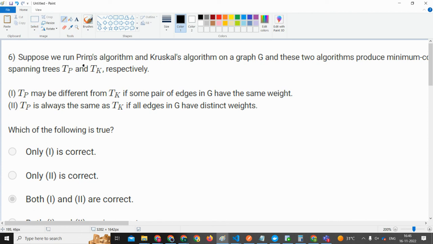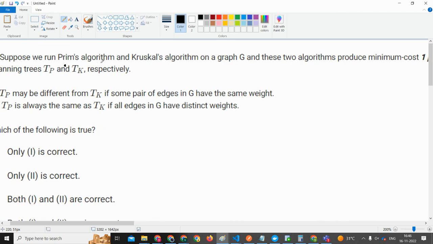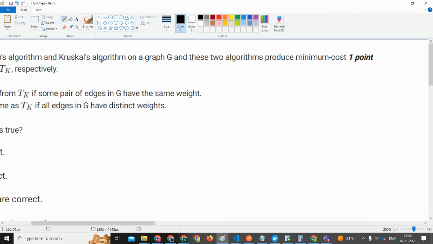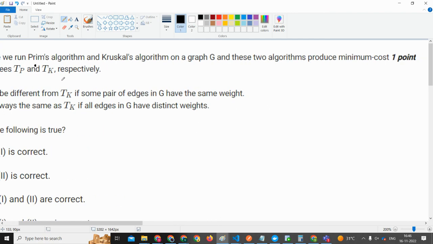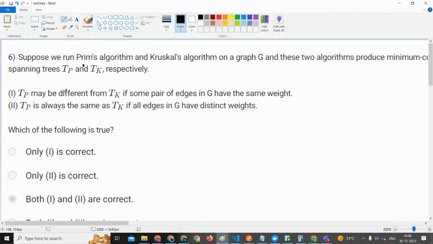Fine. So let's read this. Suppose we run Prim's algorithm and Kruskal's algorithm on the graph G, and these two algorithms produce minimum cost spanning trees, TP and TK respectively. Option one, TP may be different from TK if some pair of edges in G have the same weight. And second, TP is always the same as TK if all edges in G have distinct weights.